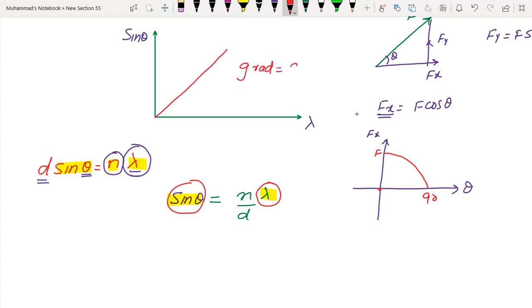The gradient of this graph will be n over d. It's a very important situation.